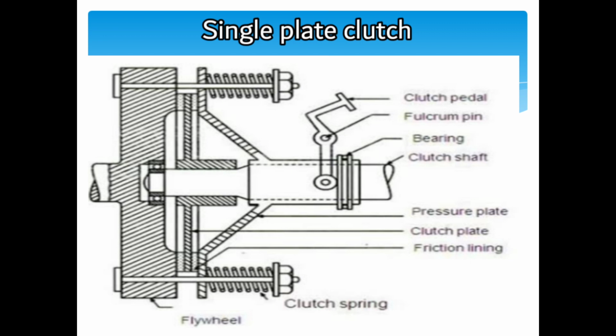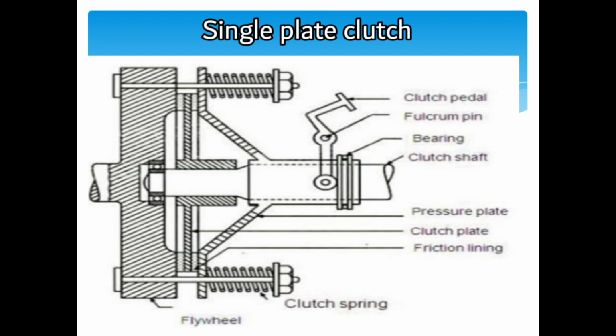The working of the single plate clutch is less complex and can be easily understood. The clutch requires 3 pieces, just as the other clutches. It requires only 3 pieces. It has the engine flywheel, the friction disc, that is the clutch plate, and it has a pressure plate. These are the 3 components that a single plate clutch has.